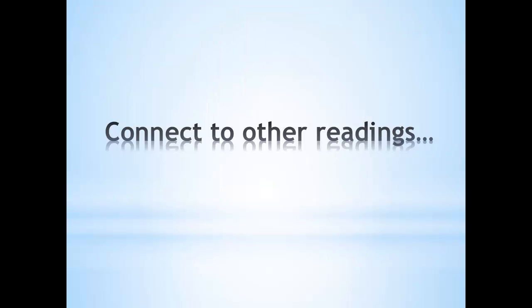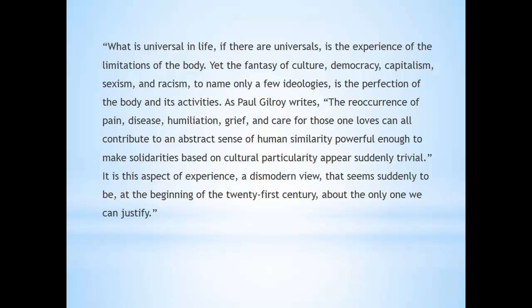To connect to other readings, Davis discusses a similar theme in his book, The End of Identity Politics, on disability as an unstable category. On one particular quote he states, quote, "What is universal in life, if there are universals, is the experience of the limitations of the body. Yet the fantasy of culture, democracy, capitalism, sexism, and racism, to name only a few ideologies, is the perfection of the body and its activities.